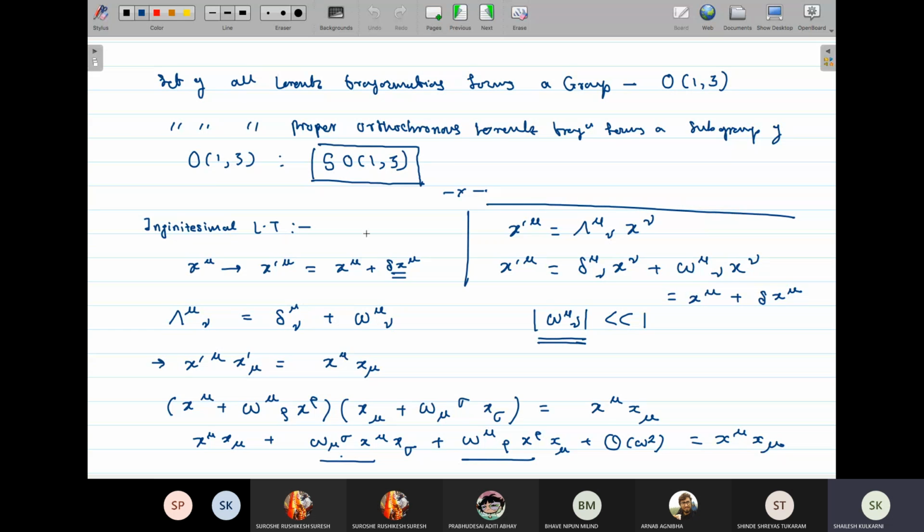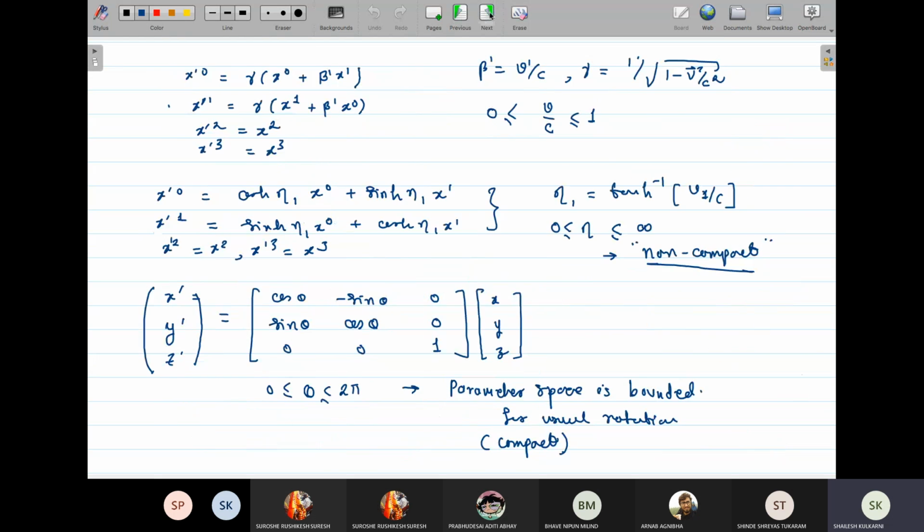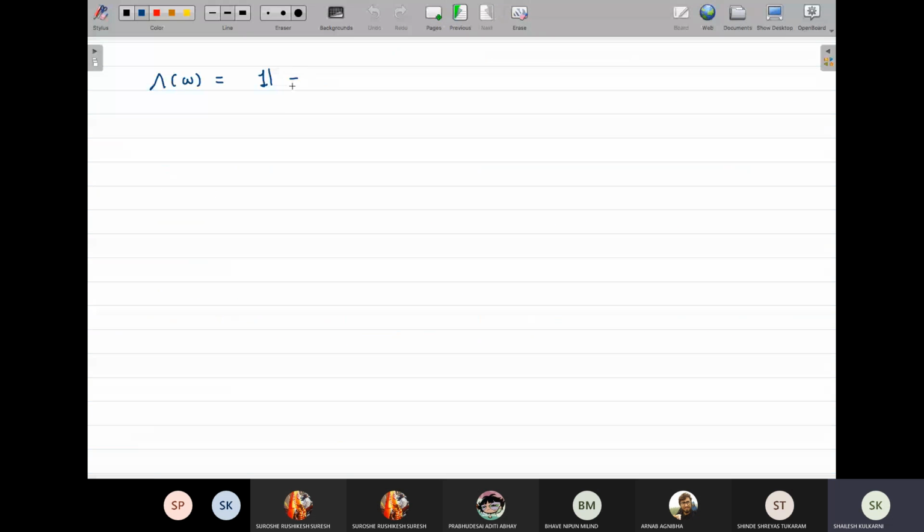Now this I will write in the following way. I will write this as a matrix equation. So this will be a 4 cross 4 matrix. That I will write as identity minus i by 2, this is the convention, into omega mu nu J mu nu. And I will tell what this J mu nu is. This is a 4 cross 4 matrix, and this is the 4 cross 4 identity matrix.